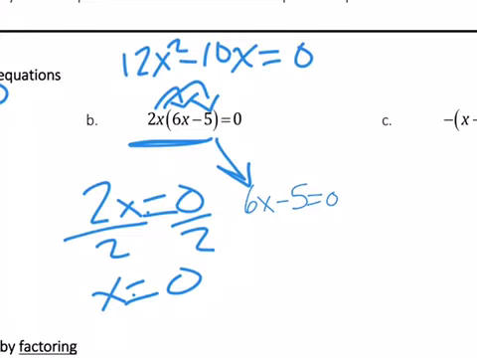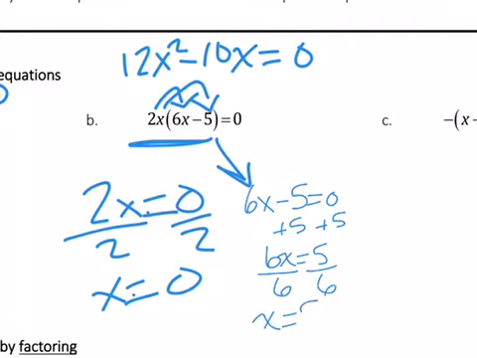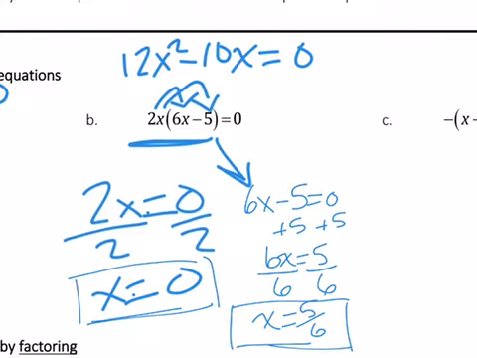Now I'm going to have one or two more steps that I'll have to do algebraically. So I'm going to add 5 here, isolate that variable to one side, so I've got 6x equaling a positive 5. And now I want to isolate that variable even more, so I'm going to divide by 6, so I'll get x equals 5/6. Okay? So remember, x equals 0, x equals 5/6. Those are both your answers for this problem.